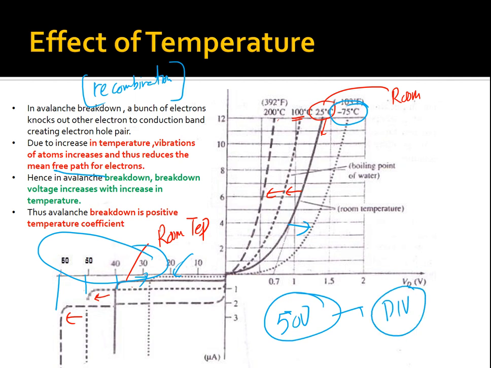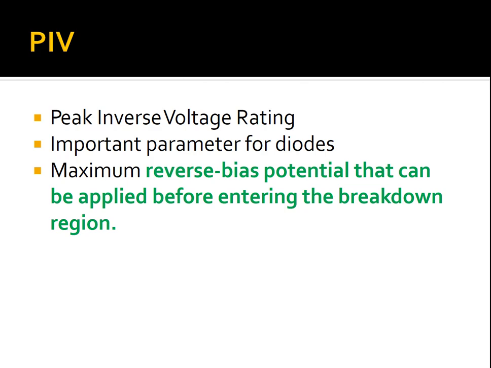PIV, peak inverse voltage, is the maximum reverse bias potential that can be applied before entering the breakdown region. The diode enters the breakdown region at this point, so the maximum voltage we can apply before entering the breakdown region is called the peak inverse voltage. Typically, if the breakdown voltage is 50 volt, it will be around 48 to 49 volt.